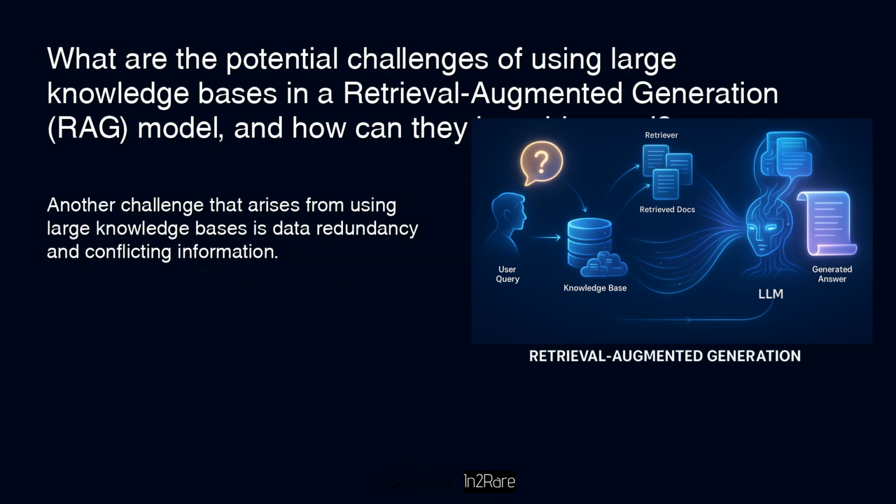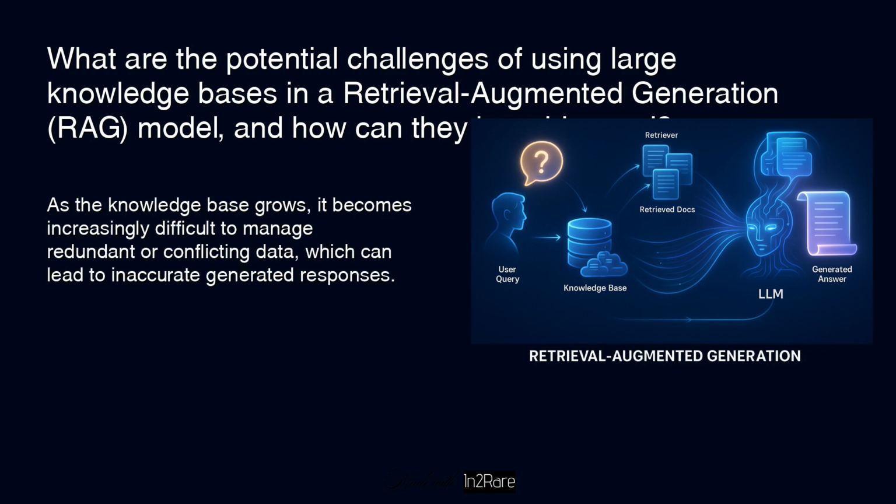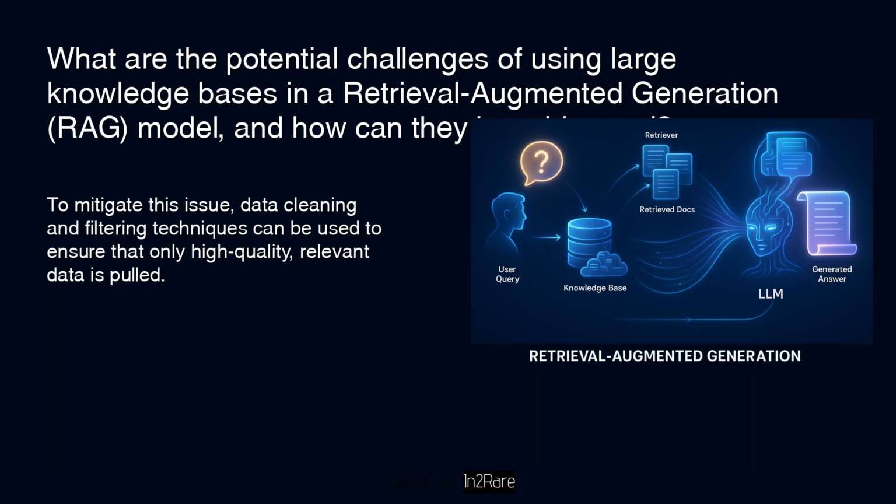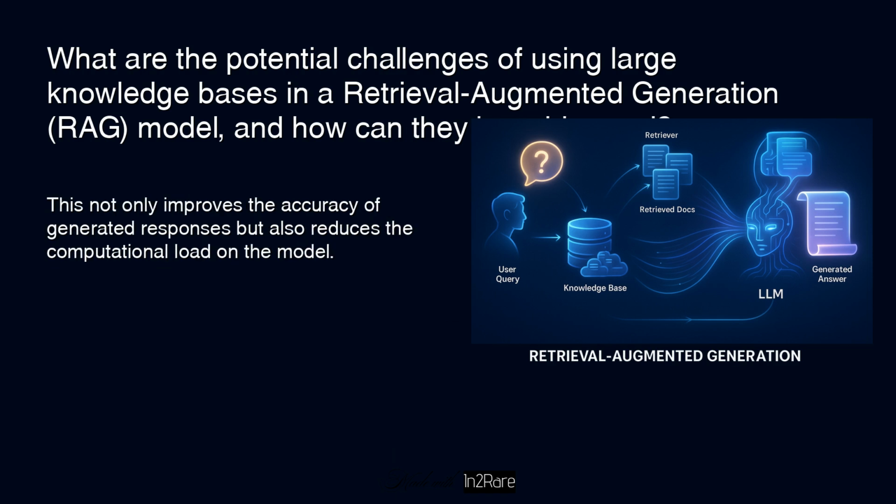Another challenge that arises from using large knowledge bases is data redundancy and conflicting information. As the knowledge base grows, it becomes increasingly difficult to manage redundant or conflicting data, which can lead to inaccurate generated responses. To mitigate this issue, data cleaning and filtering techniques can be used to ensure that only high-quality, relevant data is pulled. This not only improves the accuracy of generated responses but also reduces the computational load on the model.